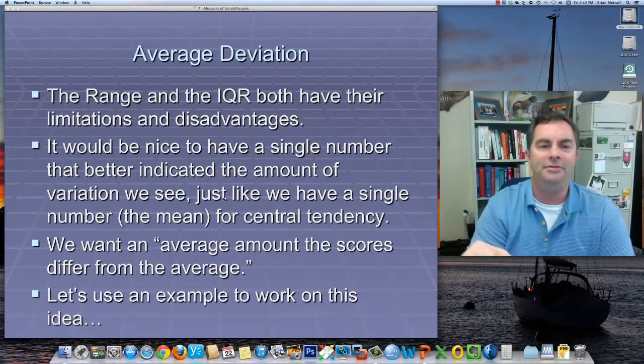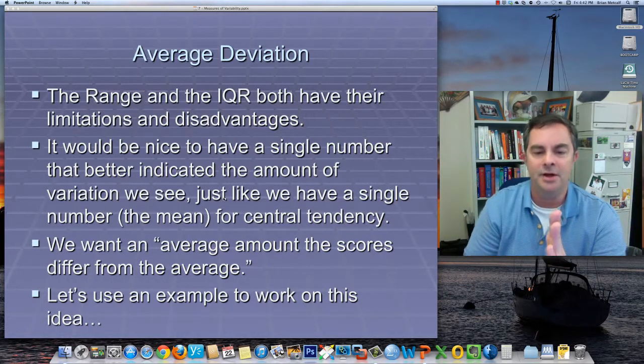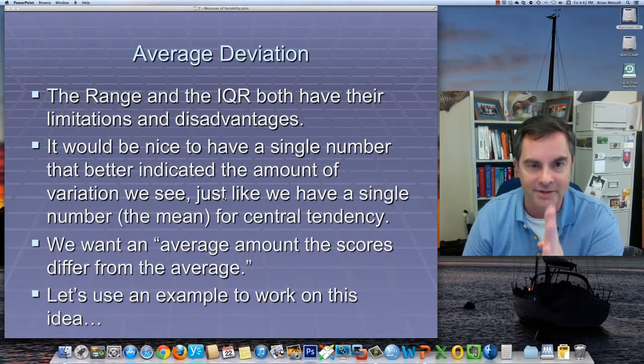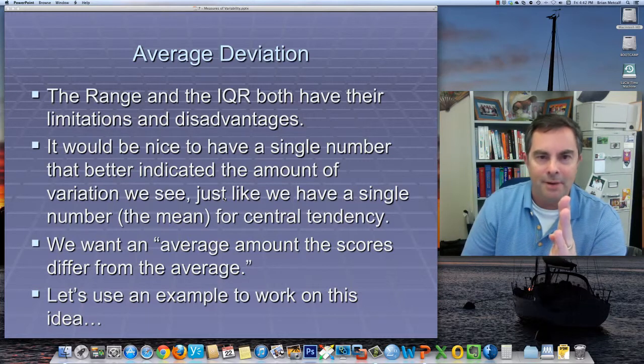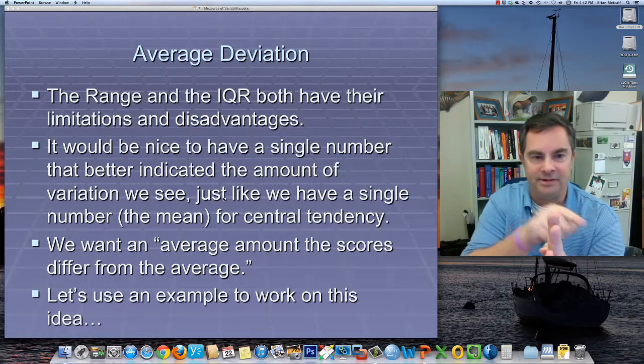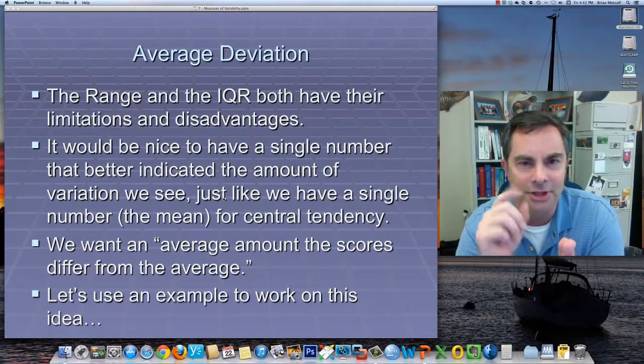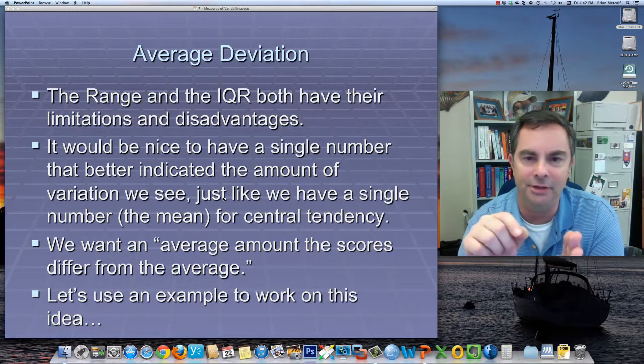Every score deviates by some amount from the middle of the tent, okay? Some scores are higher than the middle, some scores are lower than the middle, some people might be right at or even precisely at the middle of the tent, okay? And so everybody in the data set varies from that middle by some set amount. They have a deviation score. So what I'd like is the average amount of that deviation, okay?